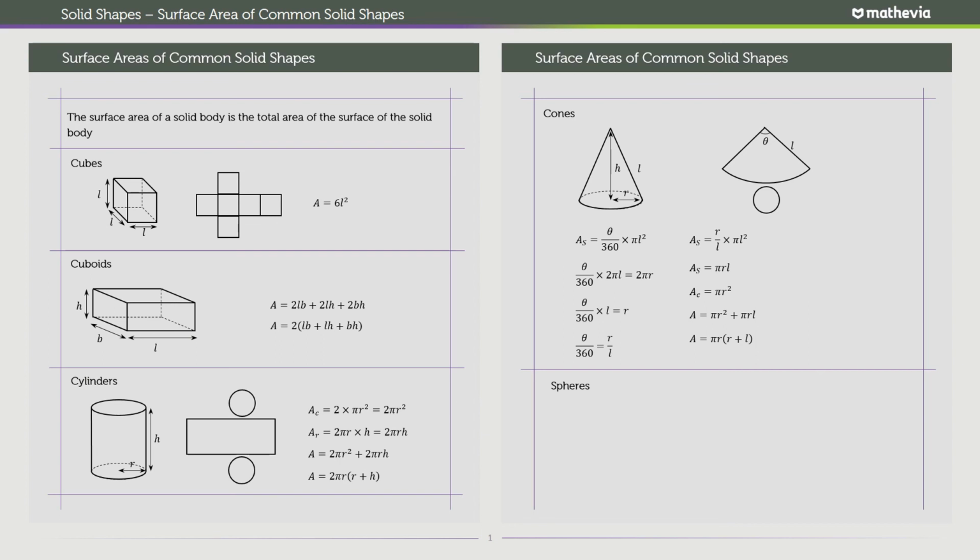But finally, let's talk about spheres. For spheres, it's just a formula you have to remember at this time. We're not going to tell you exactly how this formula comes about. Just remember that the surface area of a sphere is 4 pi r squared. And that's it. That's all the firepower you need to solve the surface areas of common solid shapes.